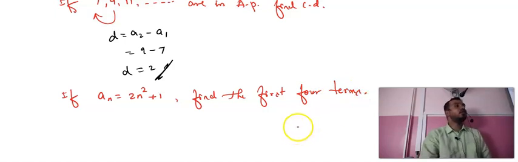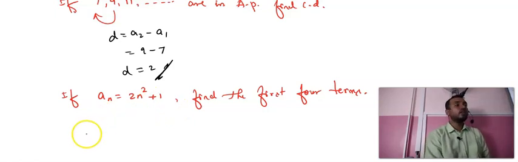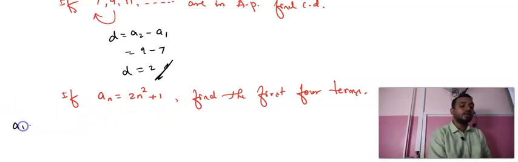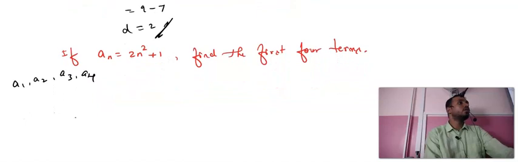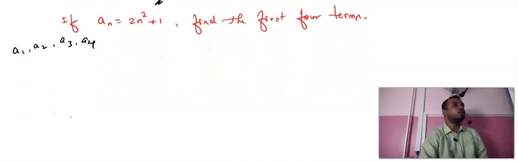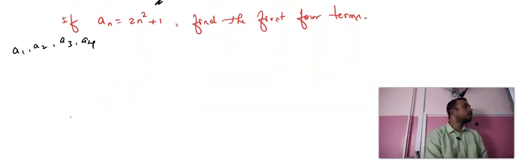Find the first 4 terms. How will you find the first 4 terms? First 4 terms means what? A1 is the first term, A2 is the second term, A3 is the third term, A4 is the fourth term. Correct? Now we want the values of A1, A2, A3, A4. In place of n, substitute 1.